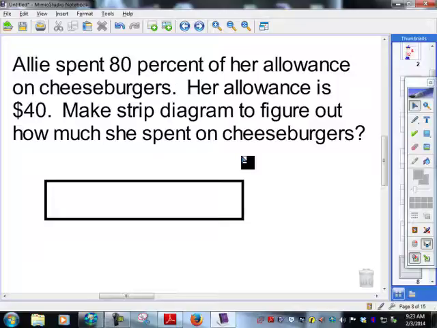Remember, it's 80%. It's the percent it's given. So what's the only way you can spell the strip out of it?